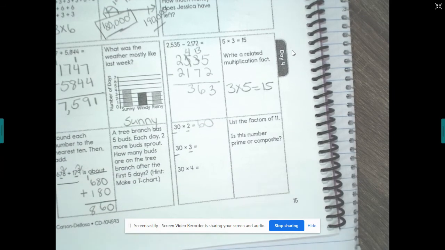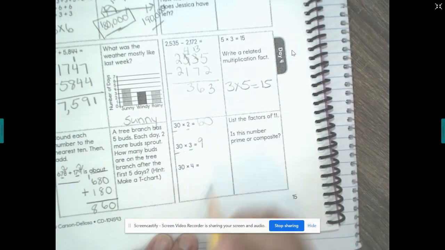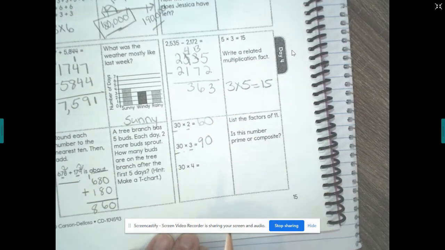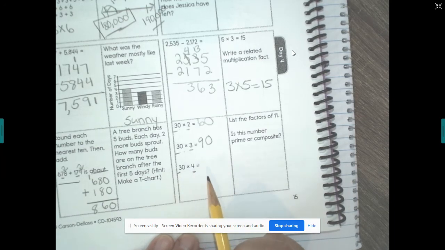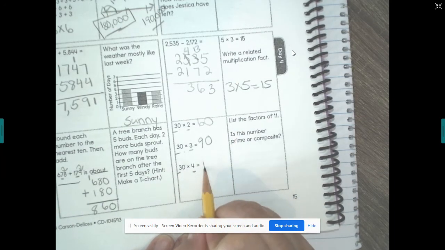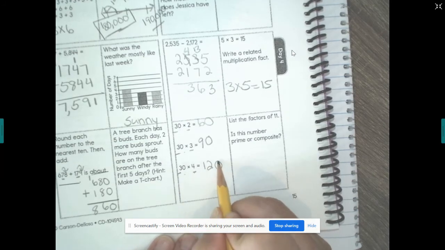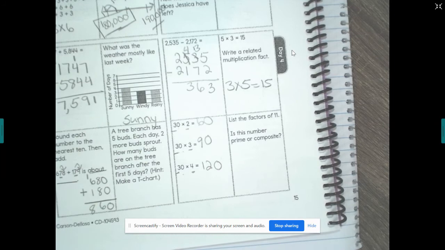Okay, so then we've got 3 times 3, which is 9. And then you're going to add 1 0 to the end, and that'll give you 90. Last problem. 3 times 4 is 12. There's 1 0 in the problem, so you add it to the end. So 30 times 4 is 120.